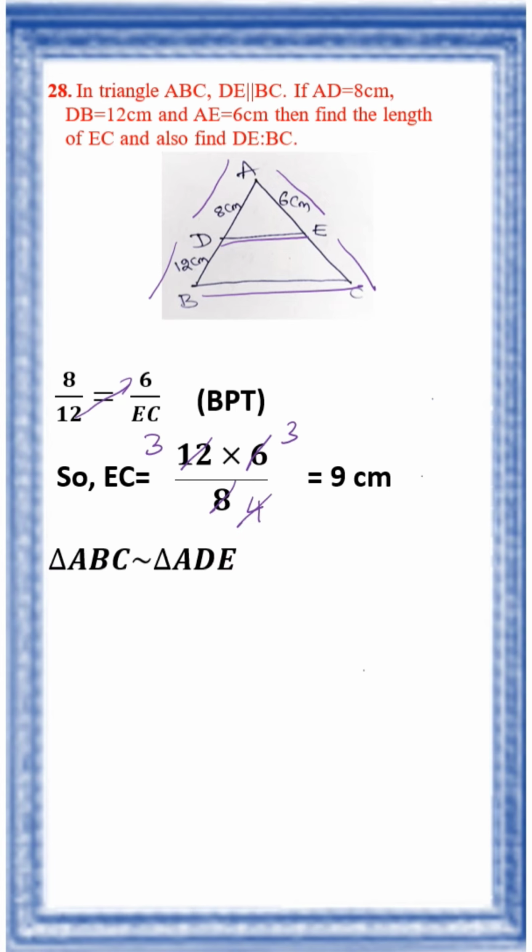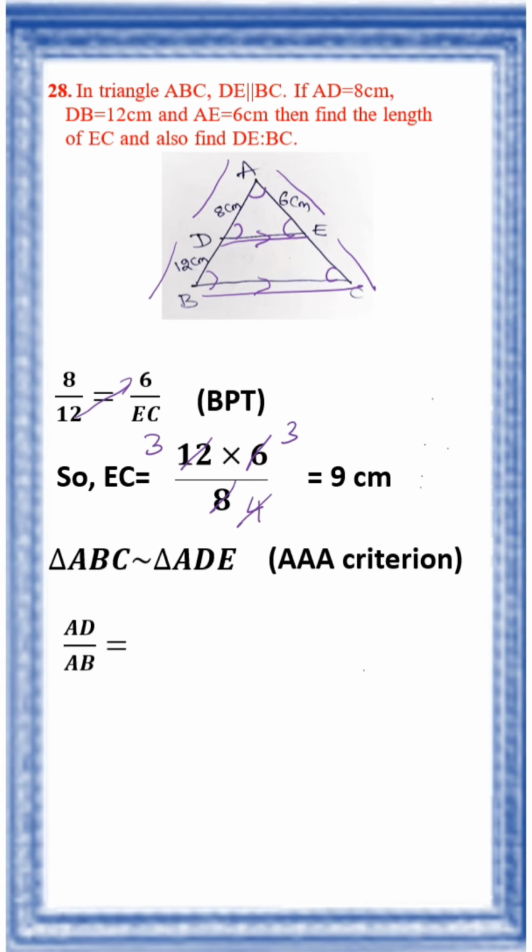We can observe that triangle ABC is similar to triangle ADE, observe the figure, because angle D is equal to angle B. These two are parallel lines and corresponding angles are equal. Similarly, angle E is equal to angle C. Angle A is common. So triangle ABC is similar to triangle ADE because of AAA criterion.